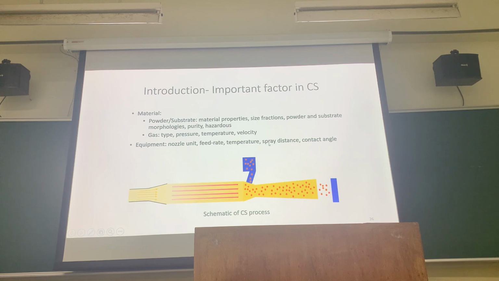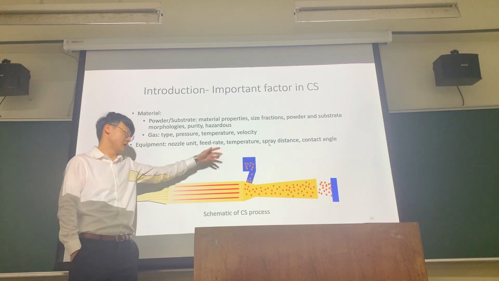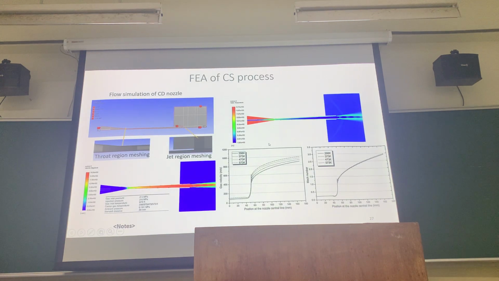All right, so important factors in cold spray, material-wise, are the powder, substrate, size fraction, powder, and so on. Gas type, pressure, temperature, velocity. And then equipment, as I stated in the previous slides, there are different systems that make this up, right? Okay? Good? All right, so getting into this is where we're going to take some notes. Unfortunately, I cannot write on my iPad, so I rely on the blackboard.